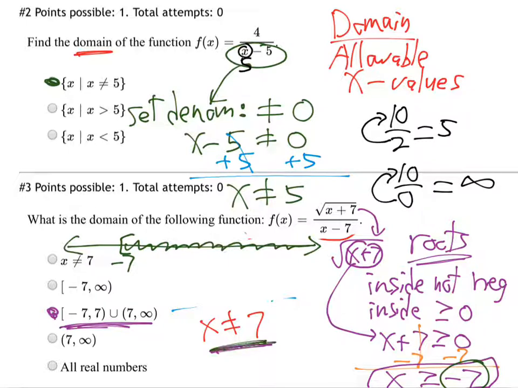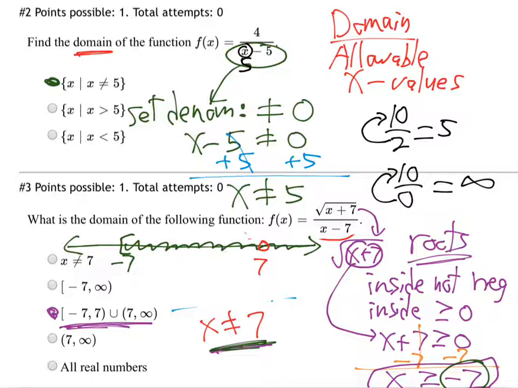But you can't be positive 7, please. So I go, oh, okay. So right at positive 7, there'd have to be a hole, wouldn't there? See how I'm putting those two things together? I'm taking all the numbers bigger than or equal to negative 7, but I'm putting a hole right at 7, because you can't equal positive 7, because that was the denominator condition.